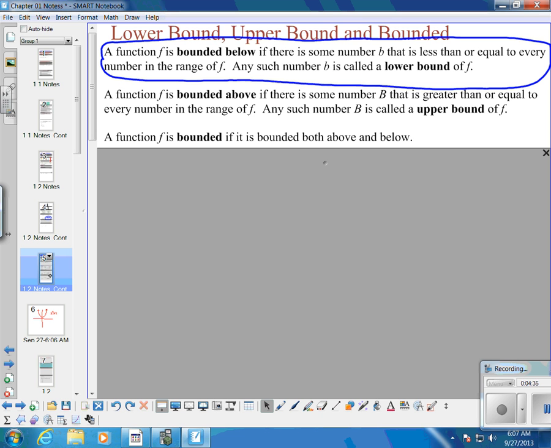Likewise, it's bounded above if there is some maximum y value that we hit. It doesn't go above a certain y value. Whatever that y value is that we reach is called the upper bound. Now, if there is a maximum y value and a minimum y value that the graph hits, we call that function bounded. That means it's both bounded above and bounded below.